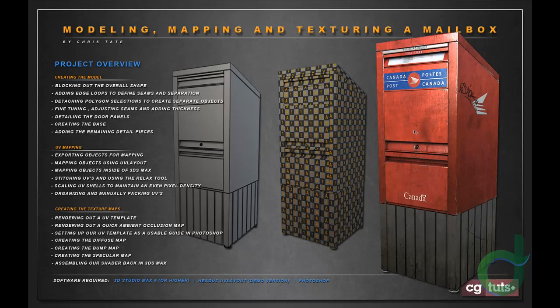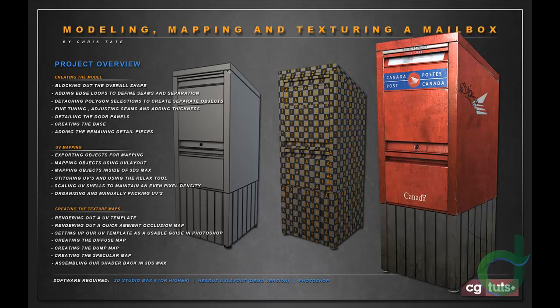in this tutorial we're going to be building this mailbox model you see here, and we'll be going through the entire workflow. So we'll model it, UV map it, and finally texture it. And as you can see, I chose to do a Canadian mailbox. That's just because I'm Canadian and I see these things all over the place, so I thought it might be a good object to cover.